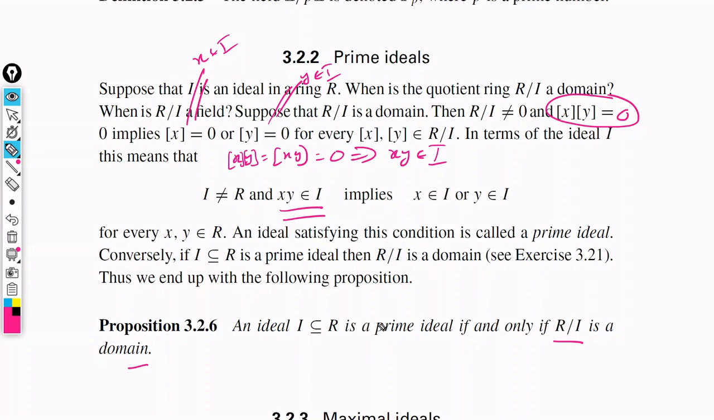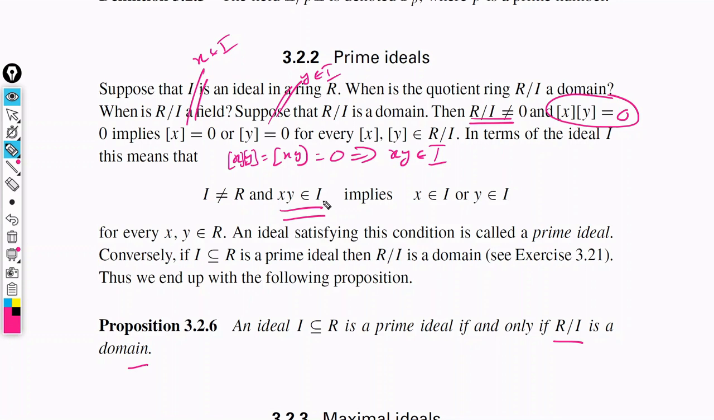Conversely, we have to show that if I is a prime ideal, then R/I is a domain. Okay, that is very easy because I is a prime ideal means I satisfies this condition. Already we have seen that I is not equal to R means R/I is not equal to 0, right? Then next we assume that xy belongs to I.